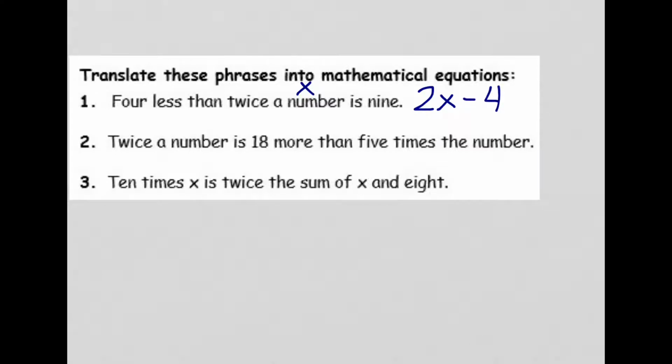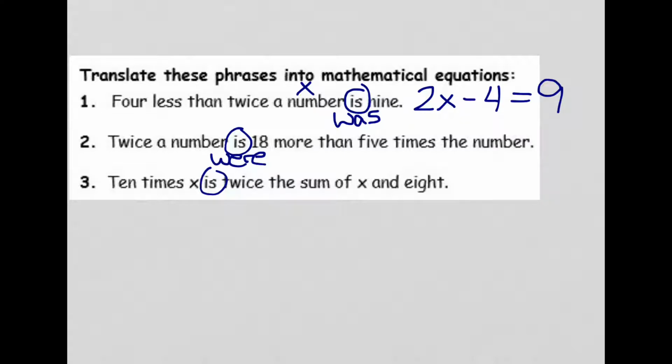And now the word is, or if it was like a past tense, like was or were, stuff like that, the verb to be usually is where the equal sign goes. So you just kind of watch for that. Is means equals. So twice a number, and then 4 less than that is the same as equals 9. That's all you have to do. You don't have to solve it. You just have to translate it. That's what that means when you translate that into mathematical equations.